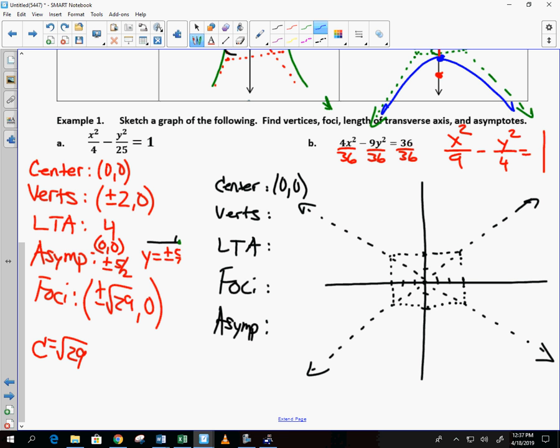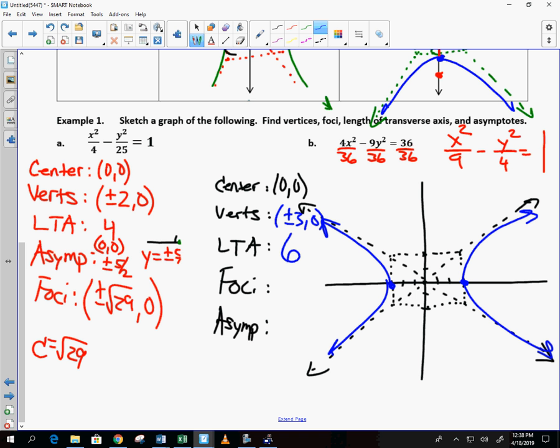Where do the vertices go? Top, side to side. I said this one's horizontal, right? So that location would be... what's the length of the transverse axis? 6. Draw my shape. My hyperbola.